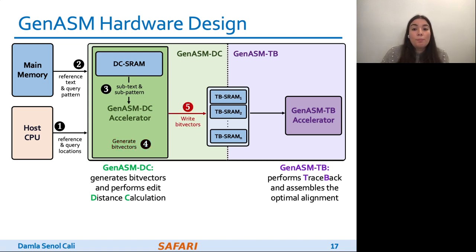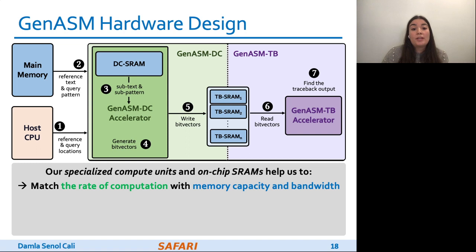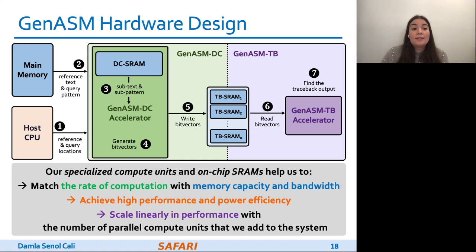Once GenASM-DC completes its search for the current window, GenASM-TB starts reading the stored bit vectors from TB-SRAMs and generates the window's traceback output. Once GenASM-TB generates this output, GenASM computes the next window and repeats steps 3 to 7 until all windows are completed. So our specialized compute units and on-chip SRAMs help us to match the rate of computation with memory capacity and bandwidth, achieve high performance and power efficiency, and scale linearly in performance with the number of parallel compute units that we add to the system.